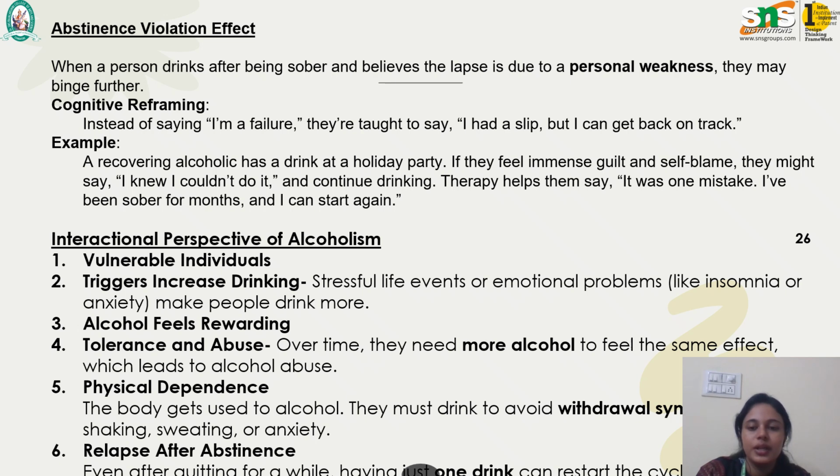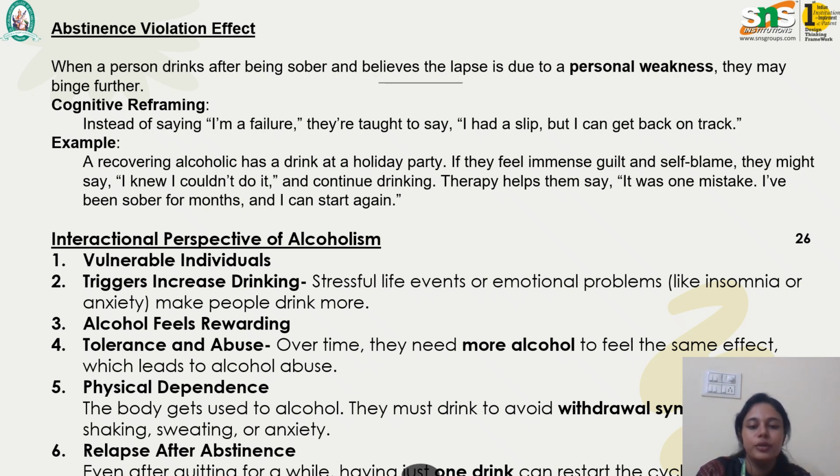The next one is the interactional perspective of alcoholism, which describes the characteristics of an alcoholic individual. The first one is the vulnerable individual. Next, triggers increase drinking. What are the triggers that cause the individual to repeat the habit again and again? Alcohol feels rewarding, and it gives pleasure to that individual.